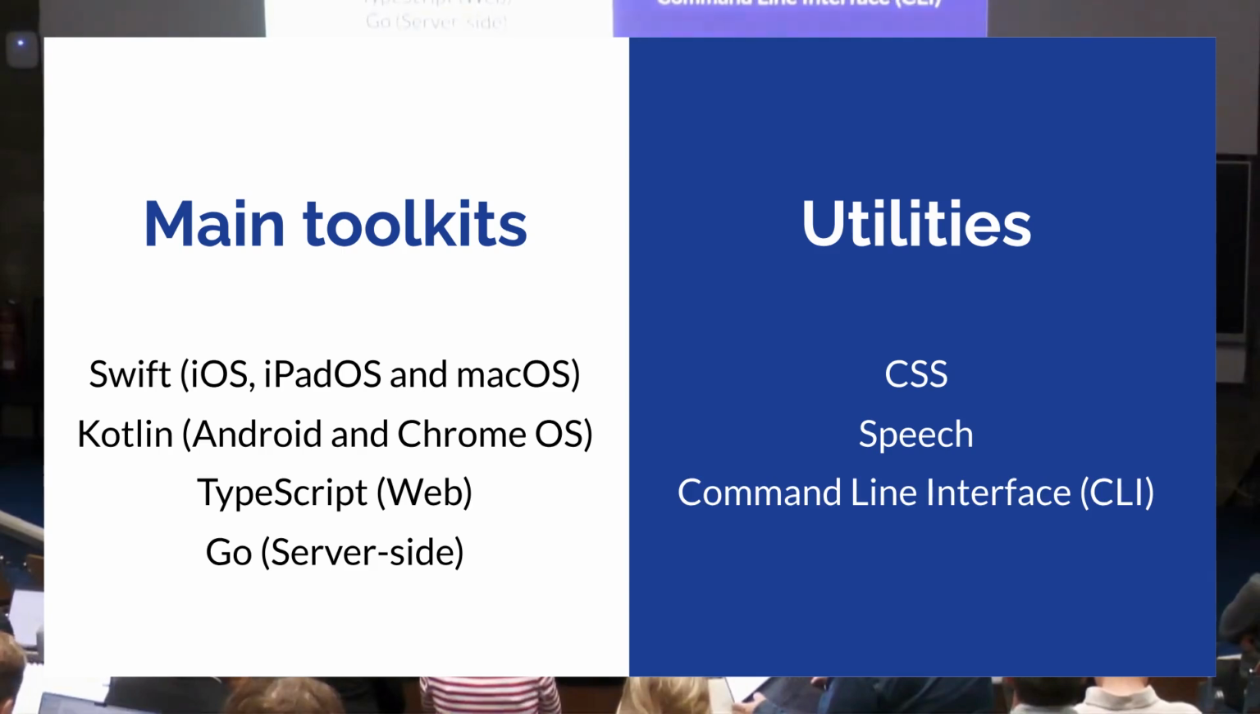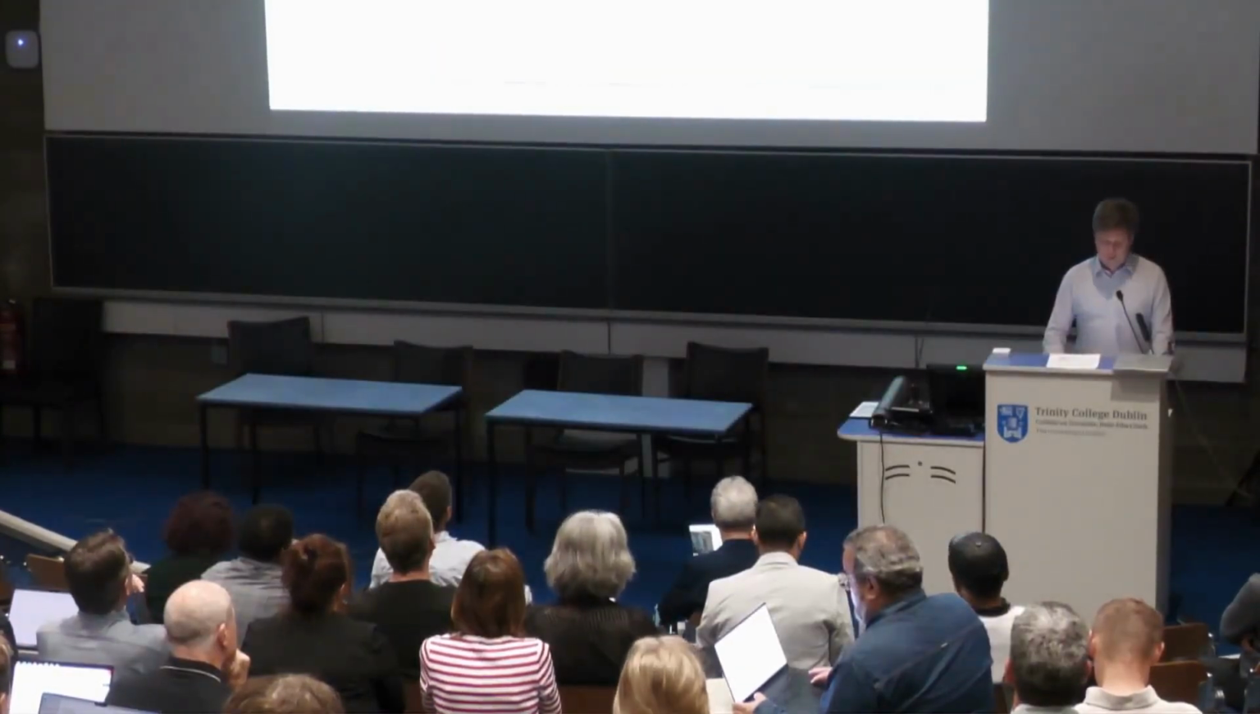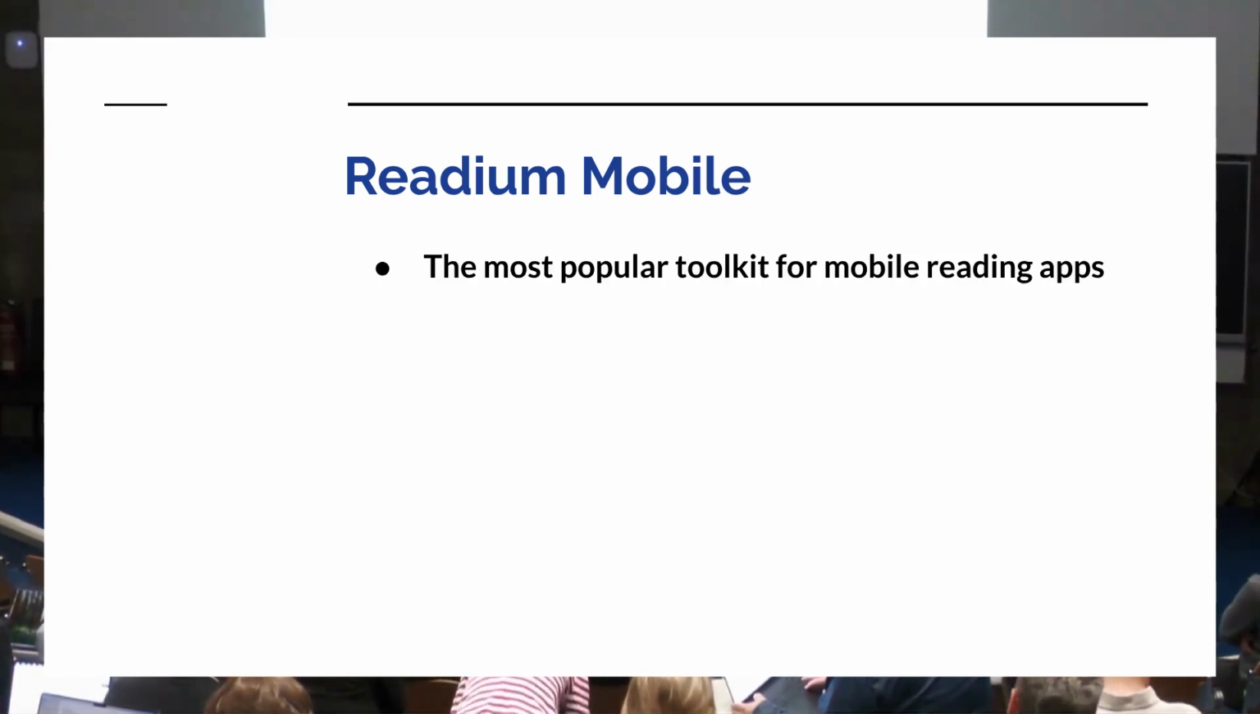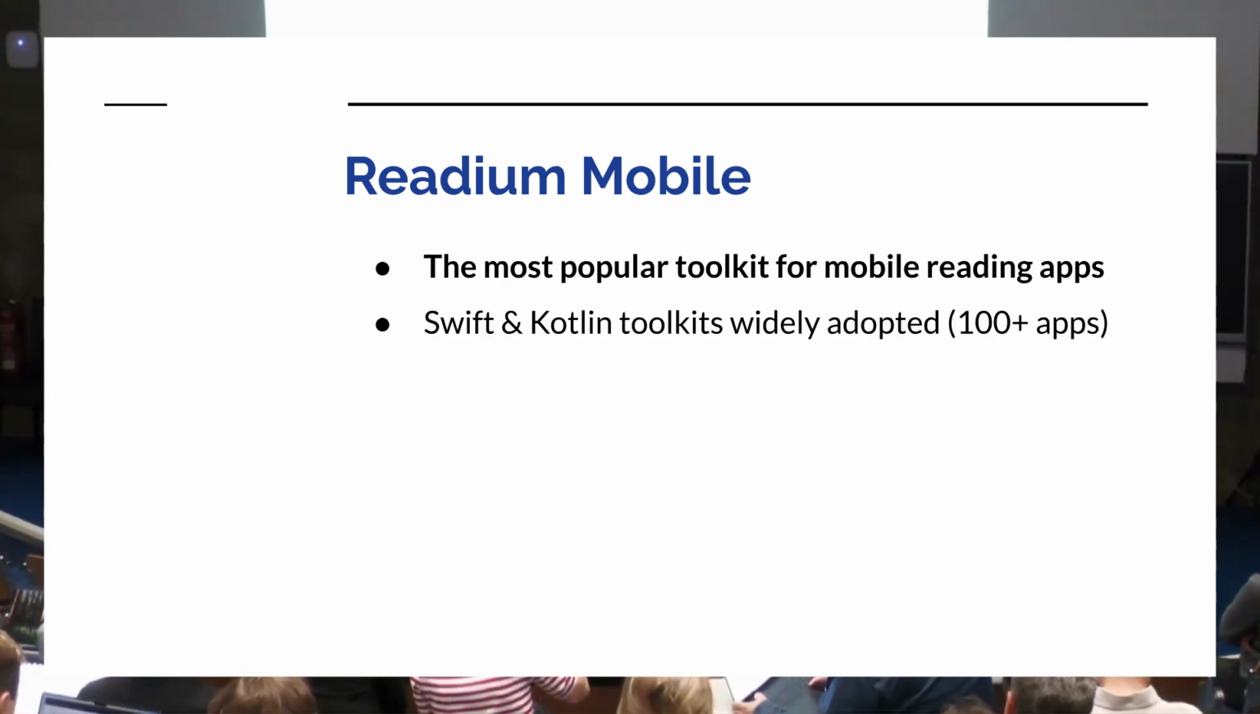And the last one, it's probably the most confusing one if you're not a developer. But yeah, I'll have a full slide on that one, so don't worry too much. So Readium Mobile. Readium Mobile is by far the most popular toolkit for mobile reading apps. What we see is that we have wide adoption of both Swift and Kotlin. We count 100 plus apps, I'm not counting both platforms. So when I say 100 plus, that would be 200 plus or probably 250 if we counted everything.